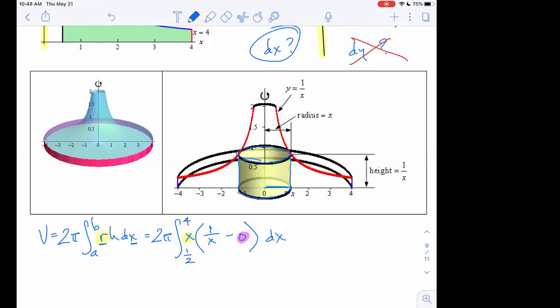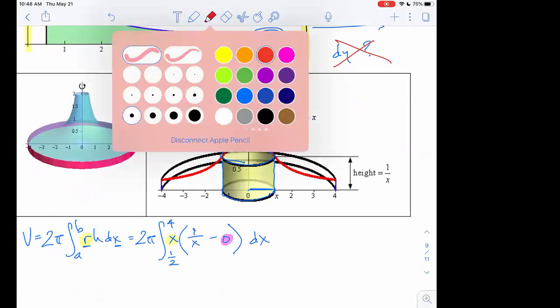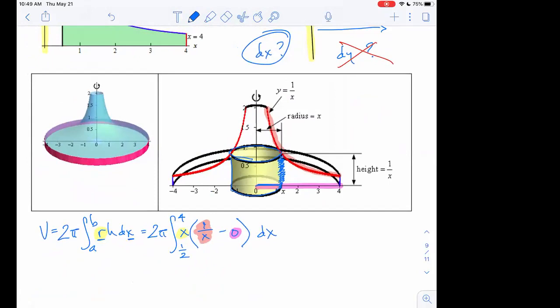And then this 0 at the end is, so let's see, the 1/x is the top curve, and then the 0 is like the bottom curve, and so we can see that the height of the shell goes from the top curve to the bottom curve. And that's 0? Yeah, the bottom one is y equals 0. All right, now I'm with you. Thank you. Cool. Okay, any other questions about the setup?